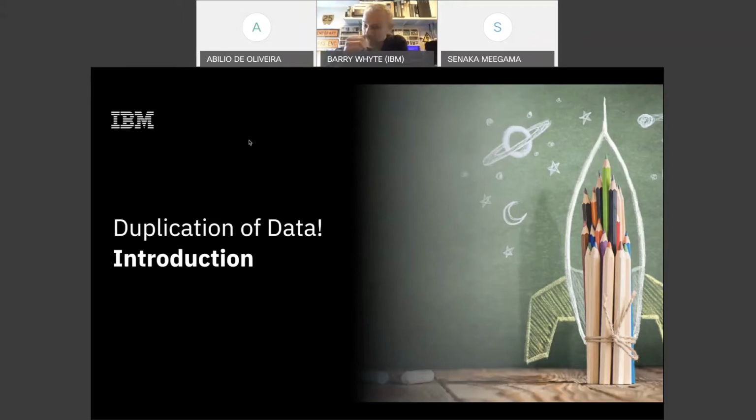HyperSwap is obviously one of our features that is actually involved with duplication of data. So normally we've been talking about data reduction and trying to save from making copies of data, but really when we're talking about disaster recovery and high availability, we're actually wanting to duplicate the data to make sure that we have it.